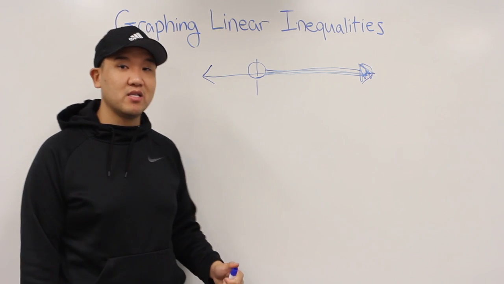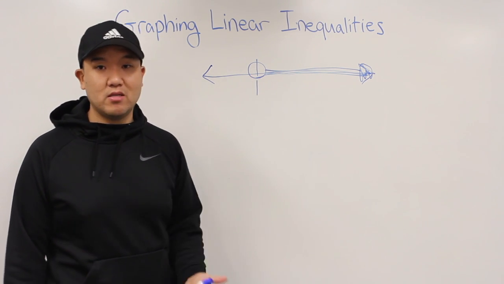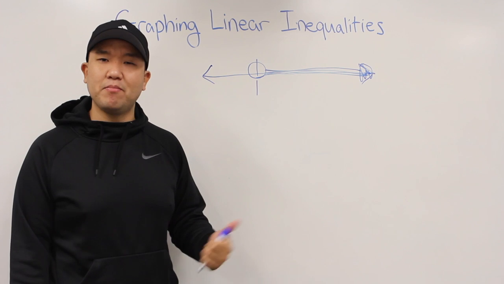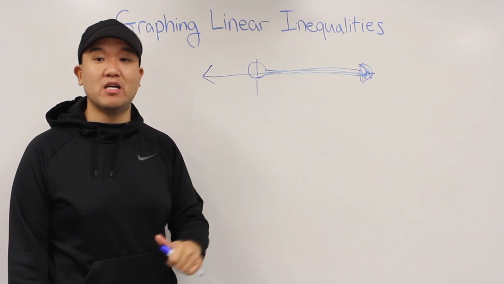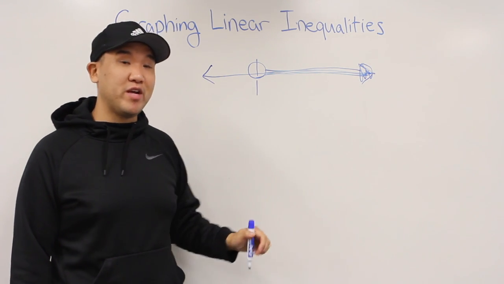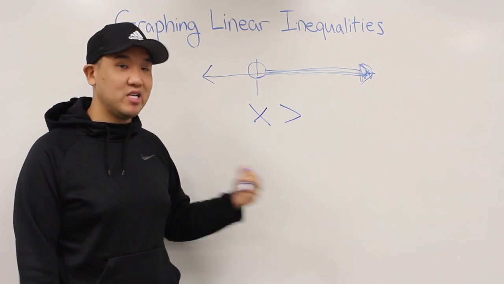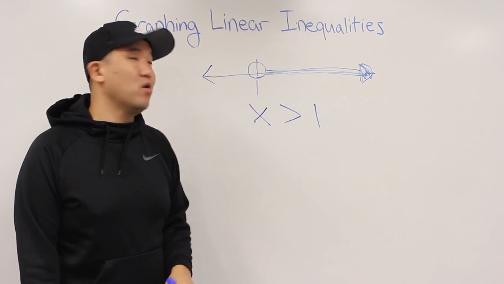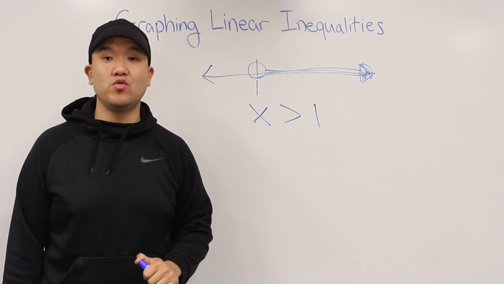Alright, let's take a look. So what do we notice? It's an open dot at 1. So what does that mean? It can't be equal to. It's either greater than or less than. And it has to be going right, so it has to be greater than. So x greater than, not equal to, because open dot. Where are we at? 1. So anything greater than 1 is a solution.